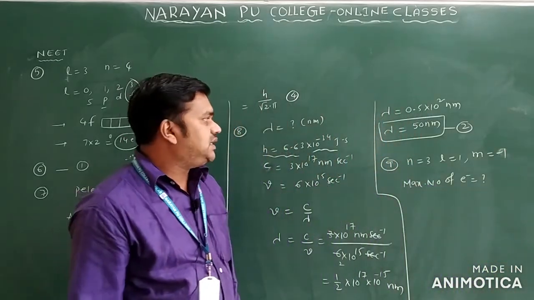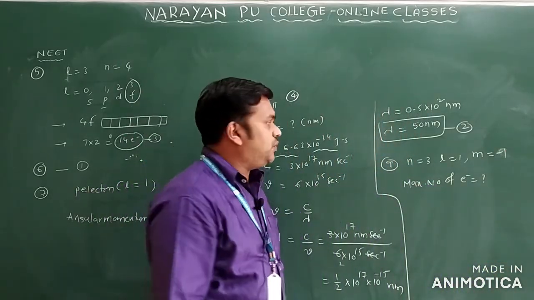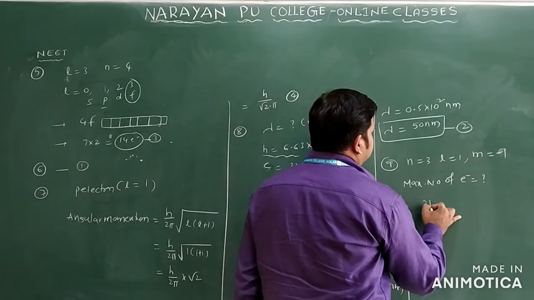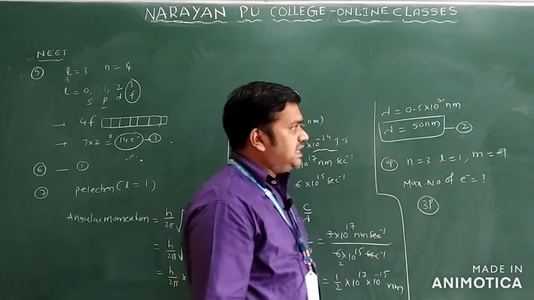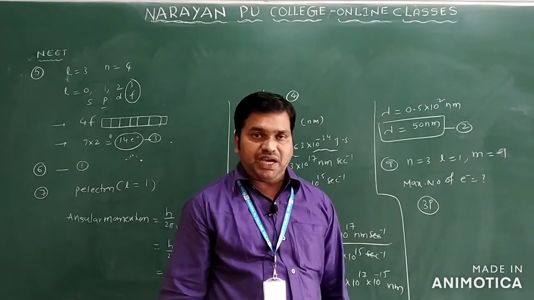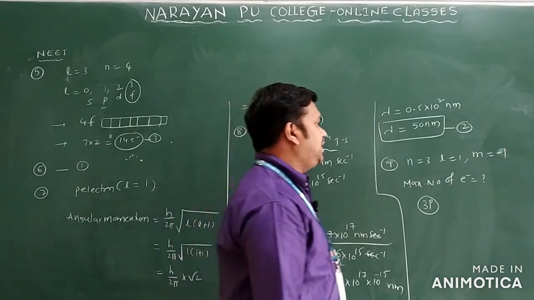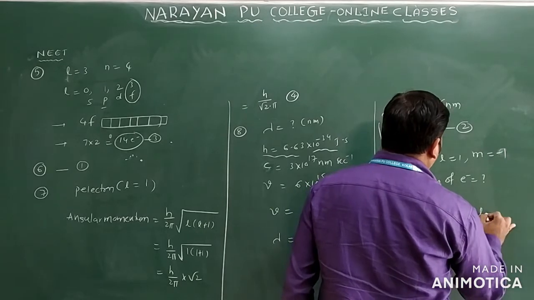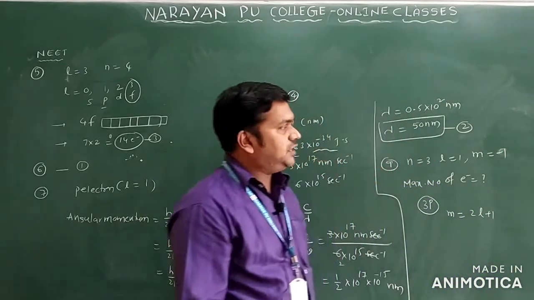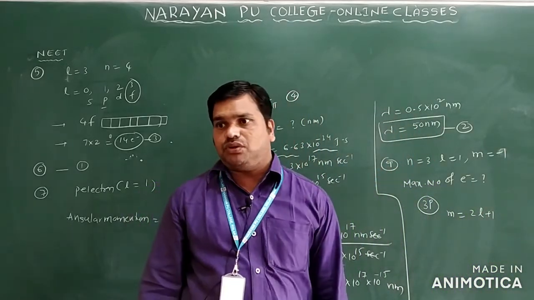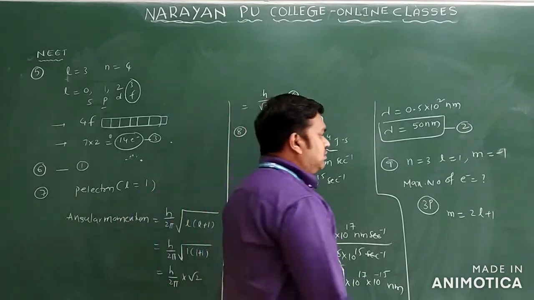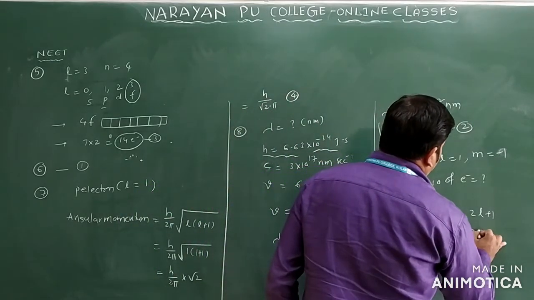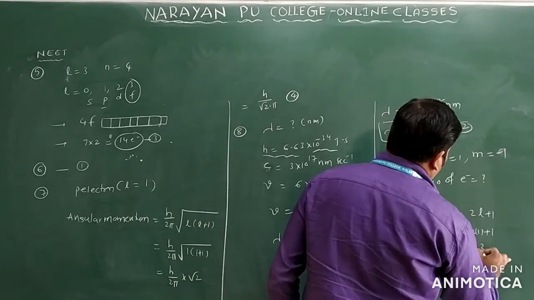See the quantum numbers here: n is equal to 3 is given, l is equal to 1. Can I write that as 3p? Yes, because l value 1 is p, and n value is 3, so that is 3p. How many m values are possible for 3p? The number of m values is 2l plus 1, that is 2 into 1 plus 1, which is equal to 3.